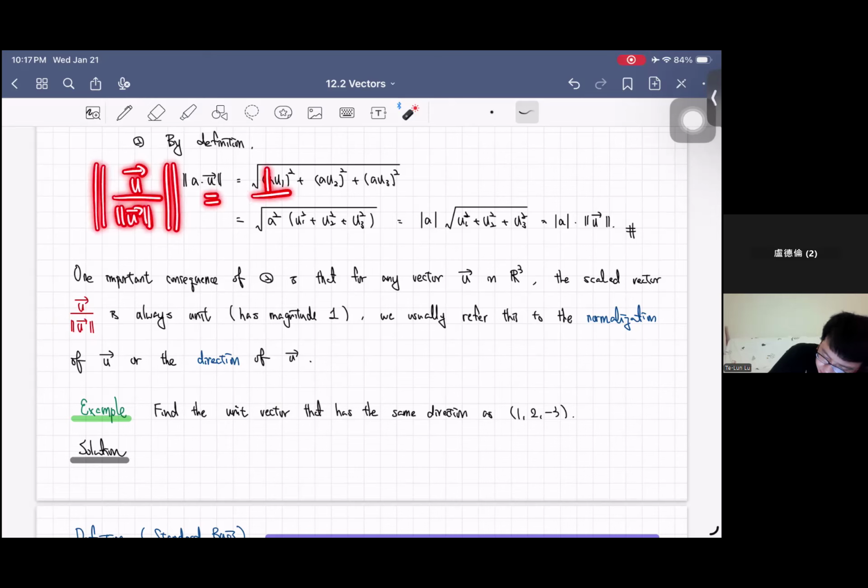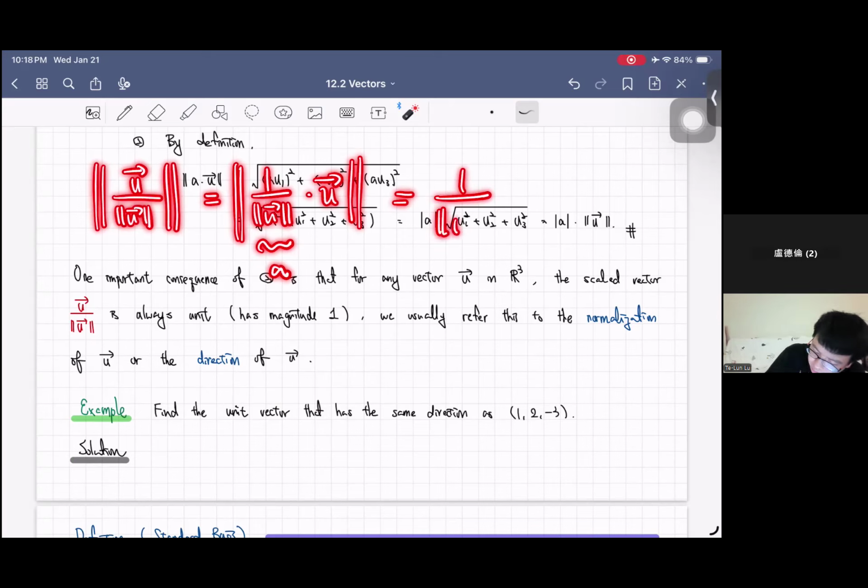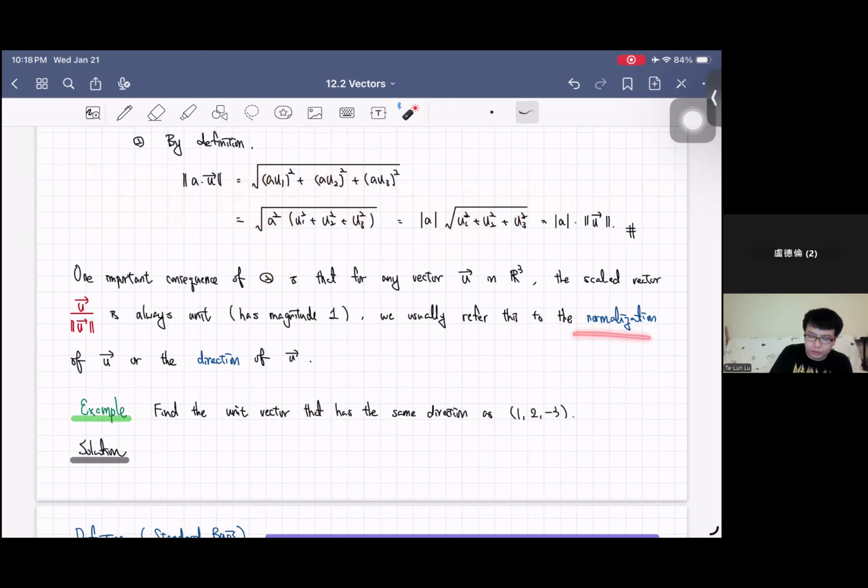Basically, this is saying something like this, right? This is our a in this case. We're multiplying u by some scalar. And then, as I mentioned, we can factor the scalar out, leaving u inside the magnitude, right? And then you get 1. So this is called a normalization of u, meaning that it shares the same direction with u, but we normalize it to length 1, okay?